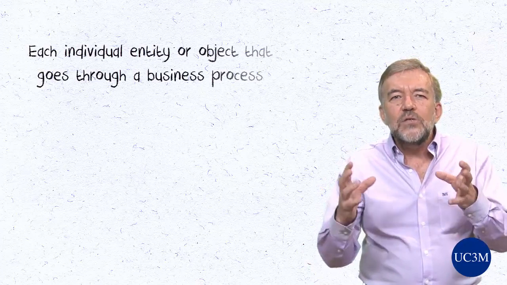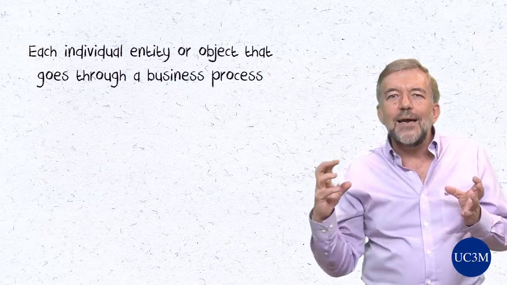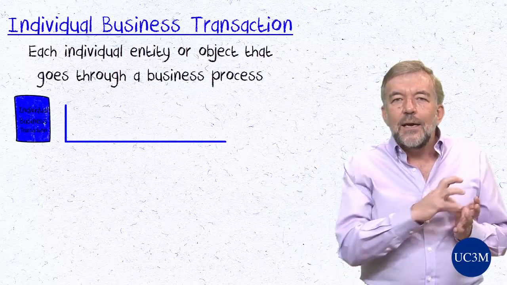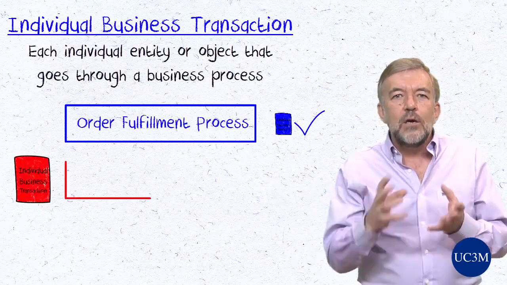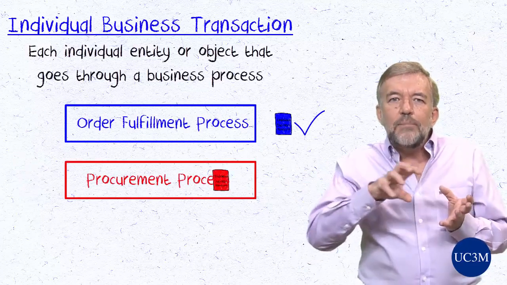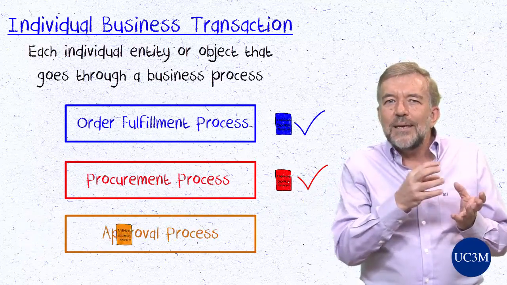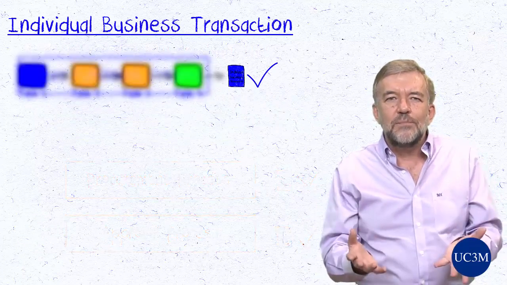There is, however, an alternative meaning for business transaction, quite relevant for our analysis. For lack of a better word, we will call each individual entity or object that goes through a business process an individual business transaction. Thus, each customer order going through the order fulfillment process, each purchasing order undergoing a procurement process, and each investment proposal being subject to an approval process would be individual business transactions.